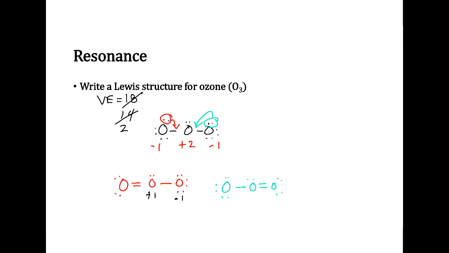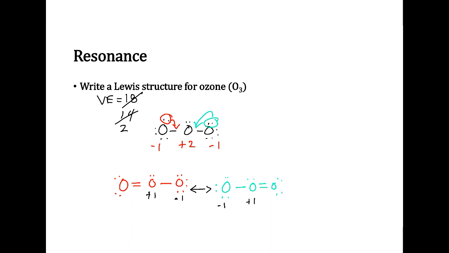Now all the oxygens obey the octet rule, but there's a -1 formal charge on the oxygen on the left and a +1 formal charge on the central oxygen. So both of these Lewis structures do a good job of describing ozone. We would say that there are 2 resonance structures, and we use double-sided arrows to denote resonance structures.